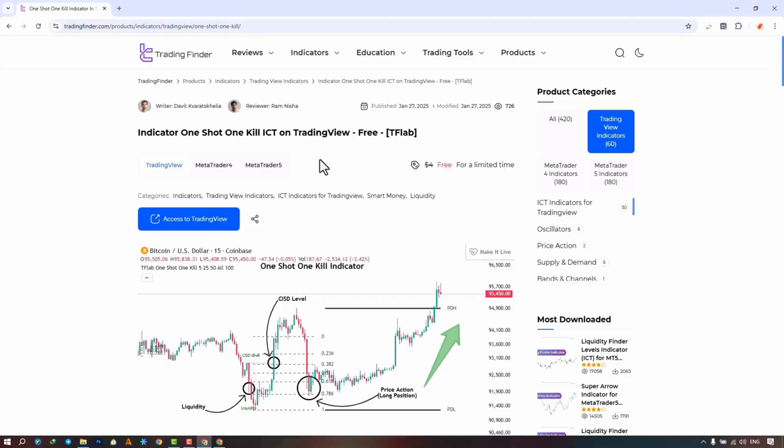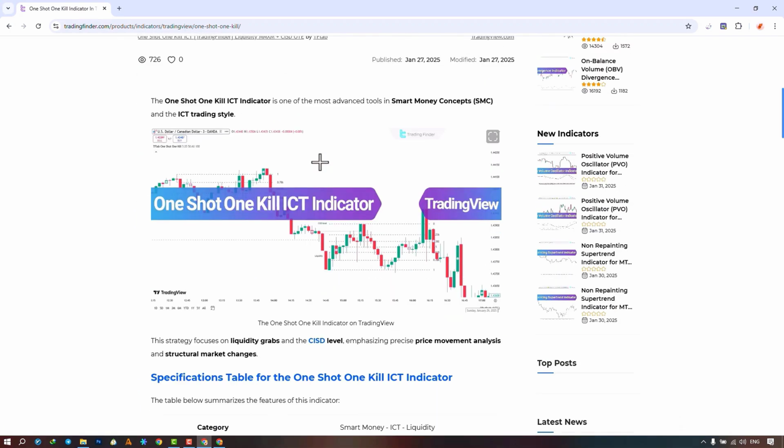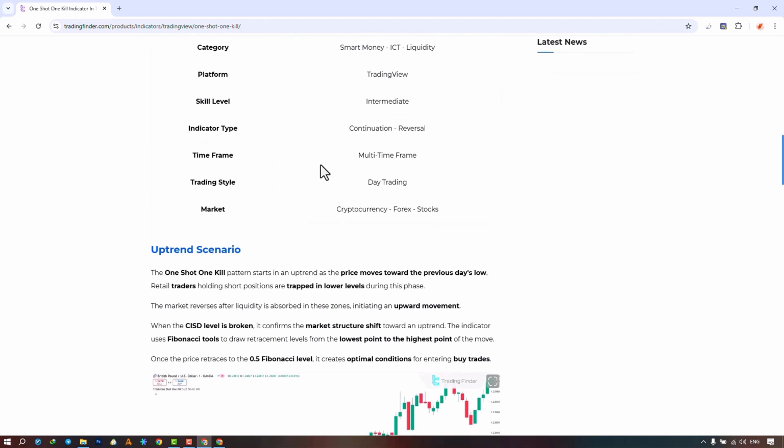The ICT style one chart, one kill indicator is offered for various platforms on the TradingFinder site. From this section, you can access the indicator on the TradingView site. Additionally, traders can read this page to understand how the indicator works and operates.